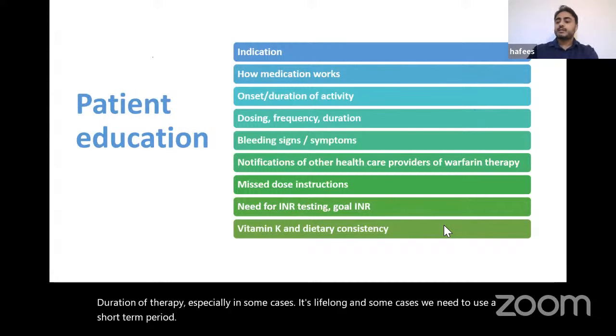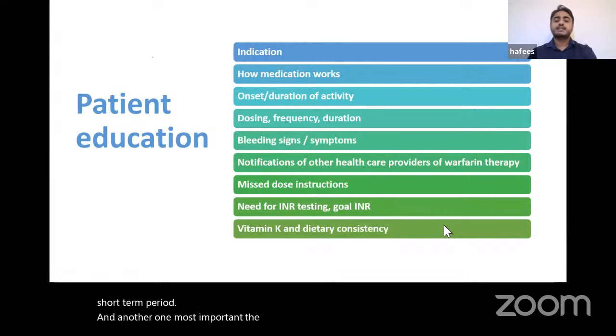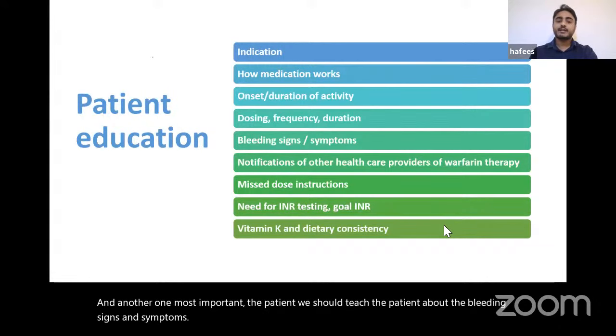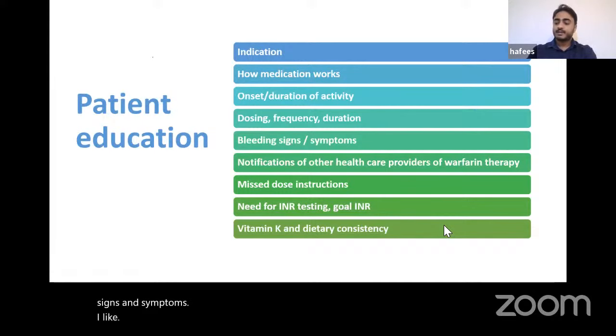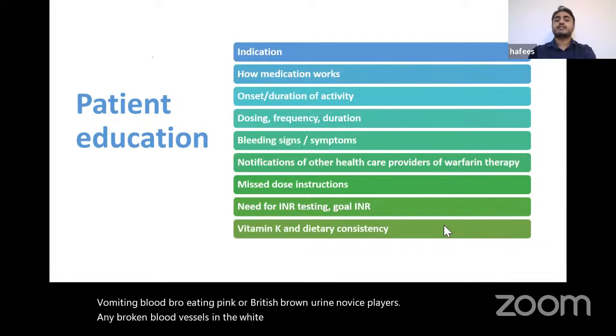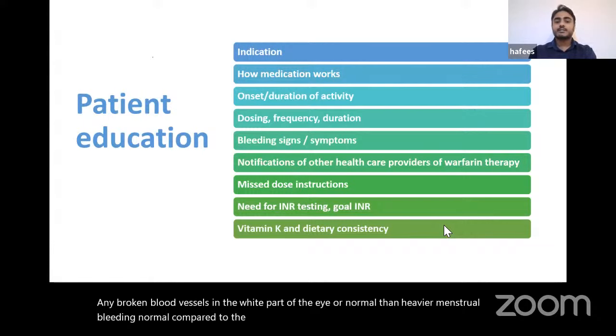Another most important thing, we should teach the patient about the bleeding signs and symptoms, like vomiting blood, bruising, pink or reddish brown urine, nosebleeds, any broken blood vessels in the white part of the eye, or heavier menstrual bleeding compared to normal. These are some of the signs of bleeding. So the patient should be aware of these conditions.